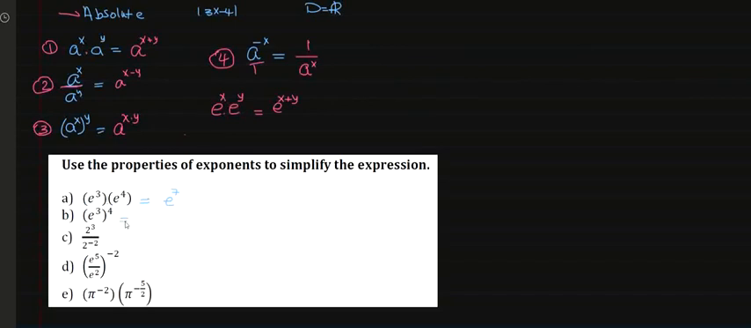Okay, what about the power inside and outside? Yes, this is the only case where we multiply the inside to the outside. So a to the power of x all raised to the power of y will be a to the power of x times y, which is 12.